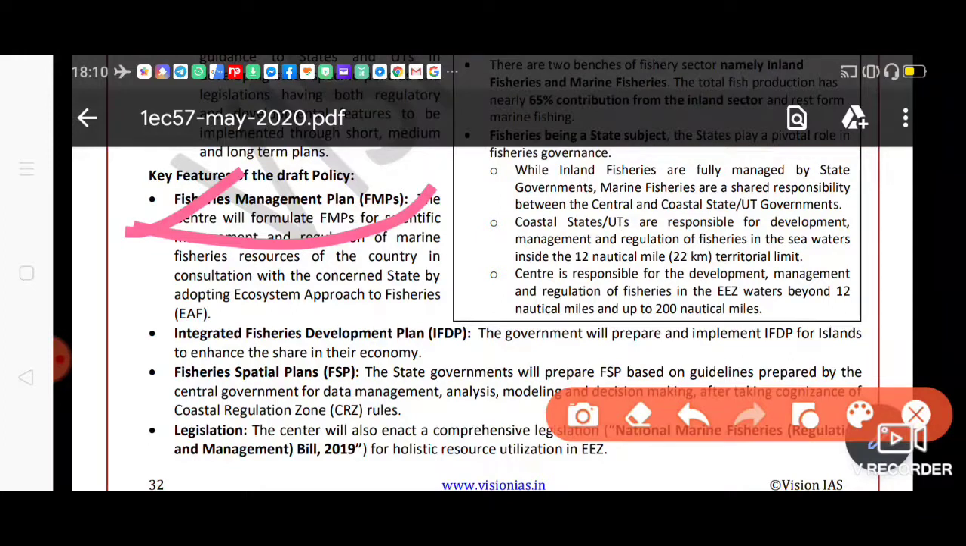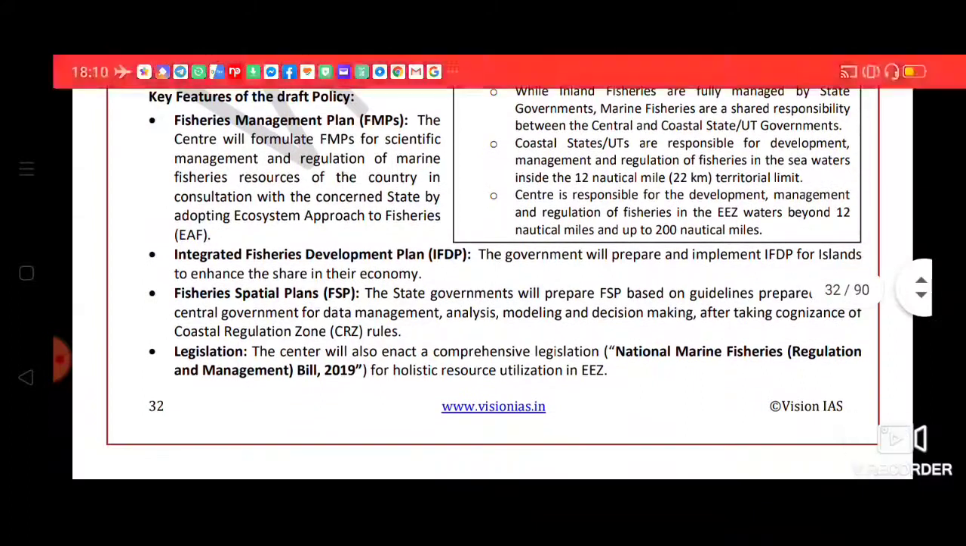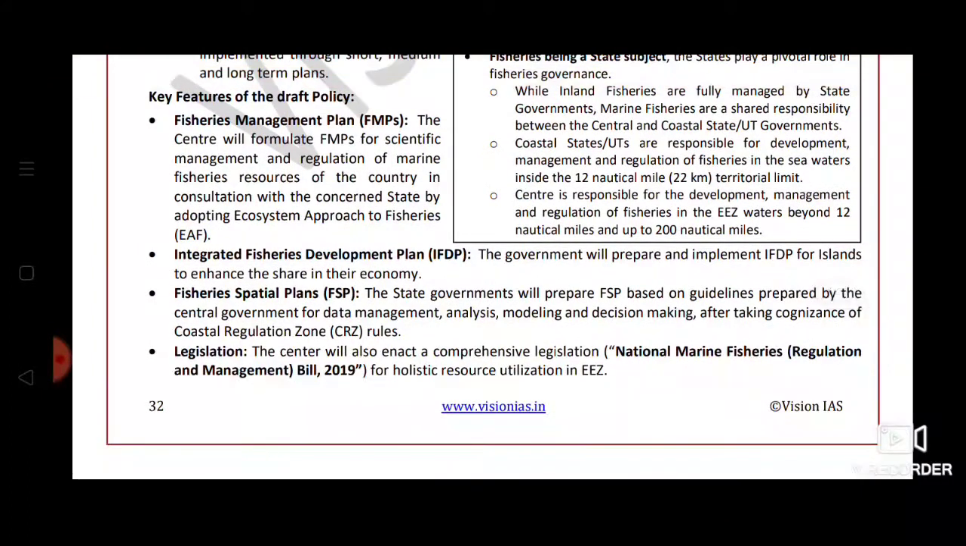Integrated Fisheries Development Plan. So the government will prepare and implement the Integrated Fisheries Development Plan. Fisheries Spatial Plans. So the first 3 points are more of the plans and policies. The state government will prepare fisheries spatial plans based on the guidelines prepared by the central government, keeping in view all the acts and the CRZ rules, etc.